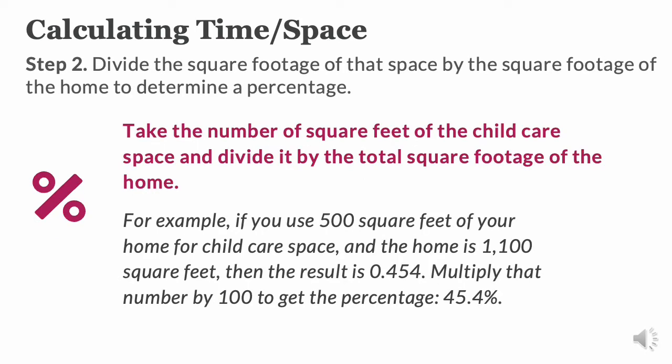Step 2. Take the child care square footage you just calculated and divide it by the total square footage of the home. By total square footage, include garage, basement, deck, but not lawn or outdoor spaces. This gives you a percentage of the home regularly used for business. For example, if you use 500 square feet of your home for child care space and the home is 1,100 square feet, then the result is 0.454. Multiply that number by 100 to get the percentage, 45.4%.